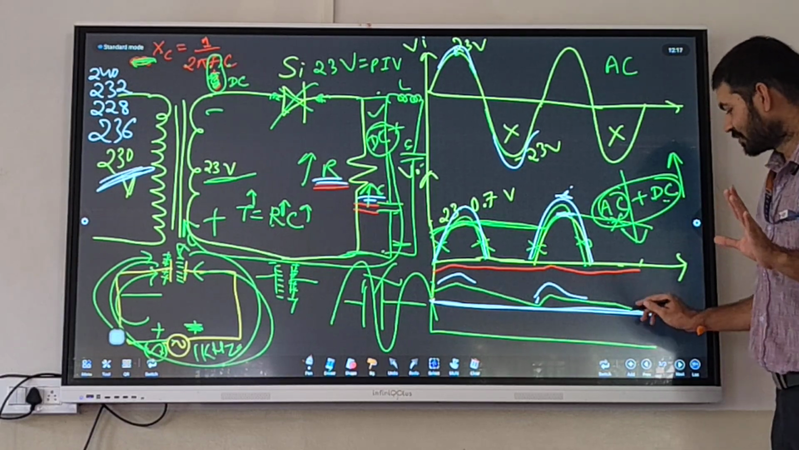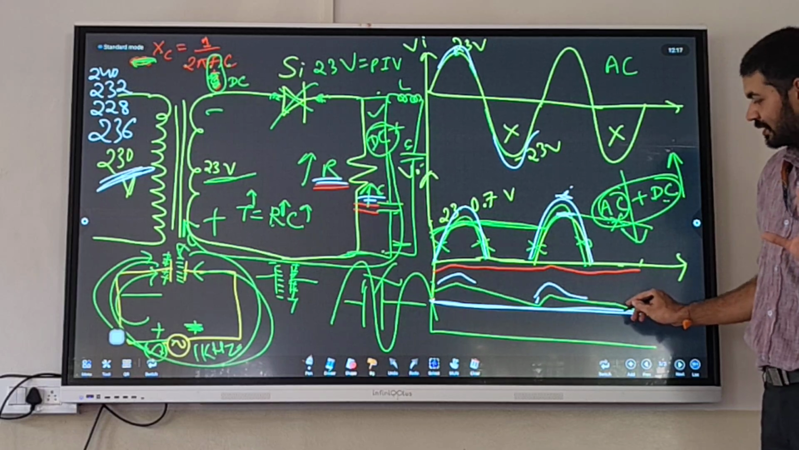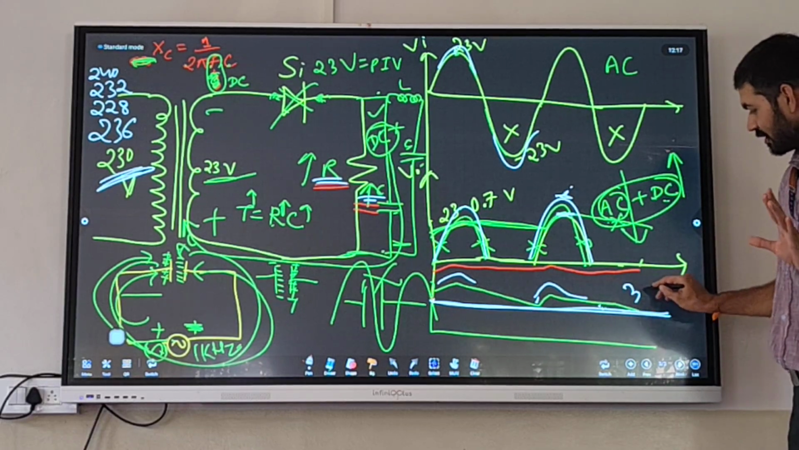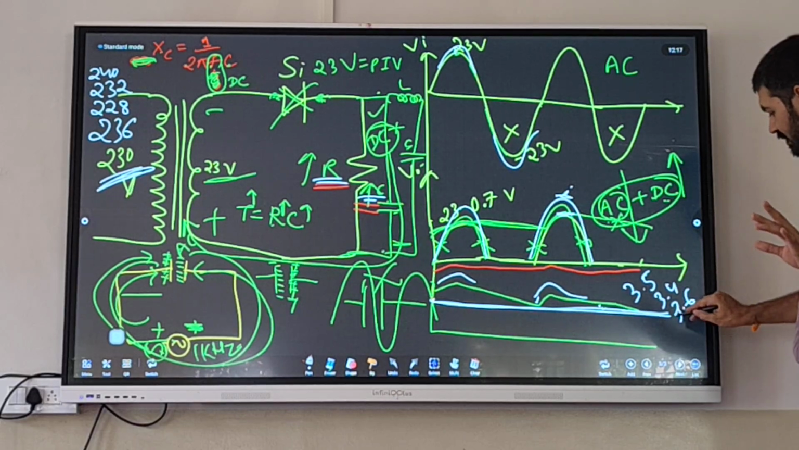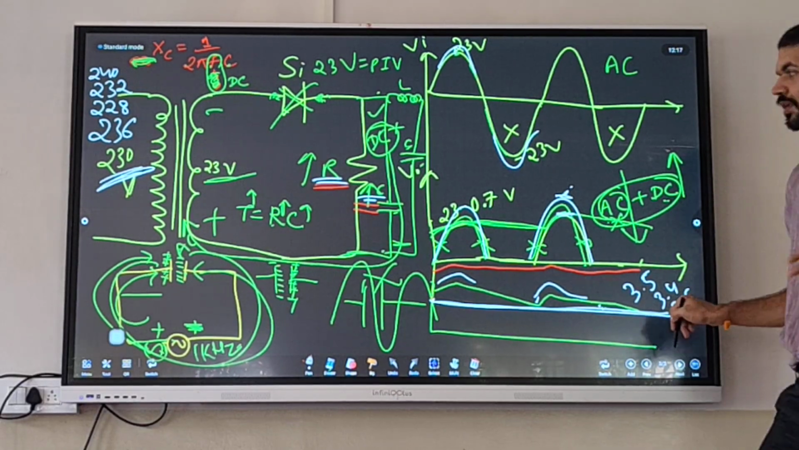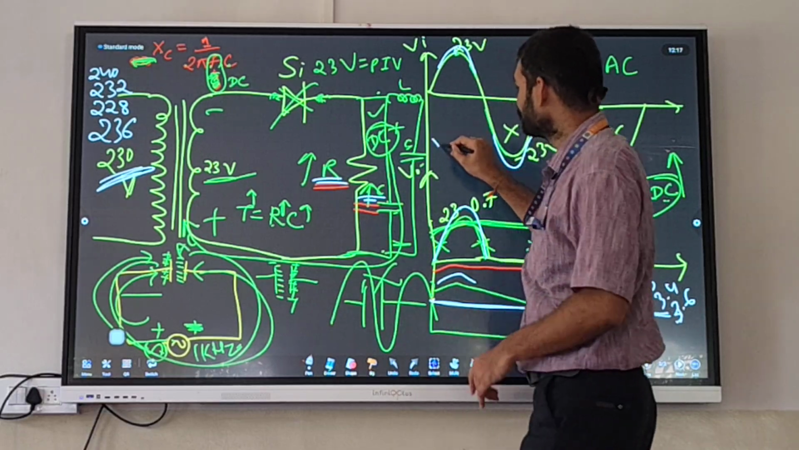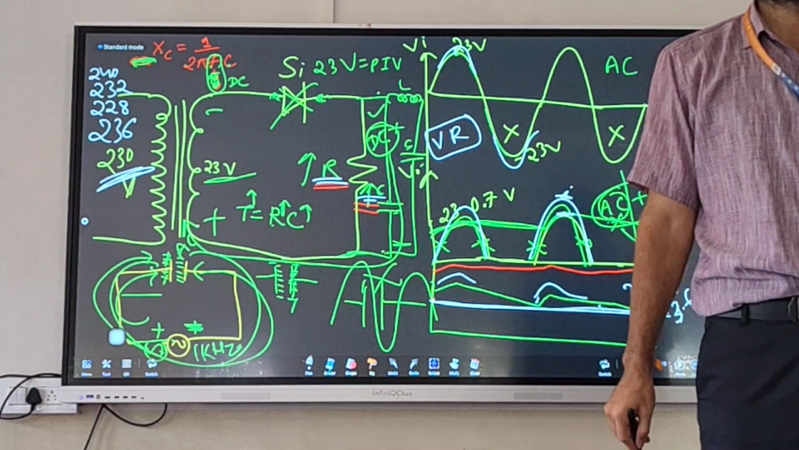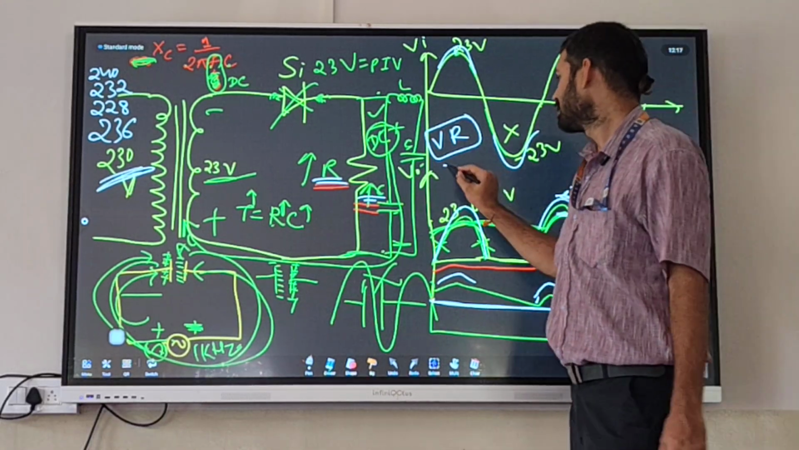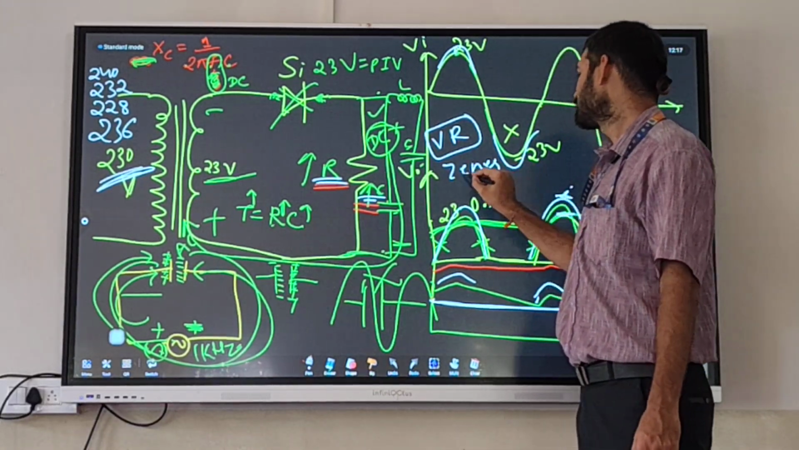Okay, so these fluctuations, 3.5 or 3.4 or 3.6, these fluctuations should be removed, which can be removed by something called a voltage regulator using a zener diode.